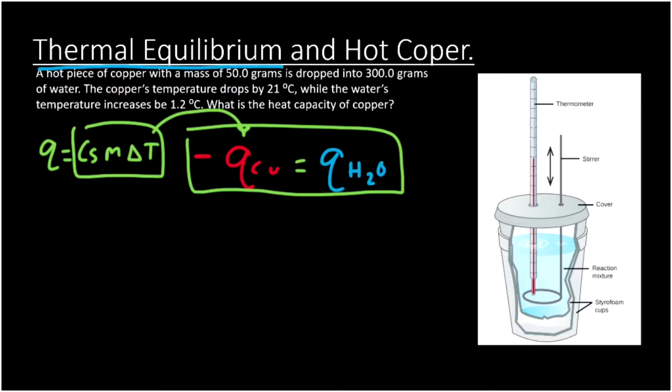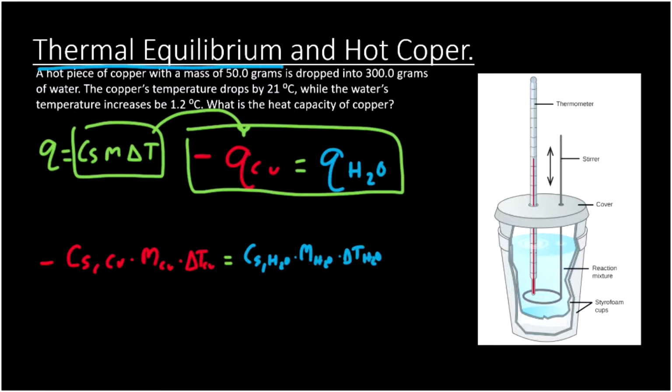Okay, so this is a relatively complicated algebra maneuver, where we know Q is equal to Cs m delta T, and so we can plug Cs m delta T in for both the Q for copper and the Q for water. That means that what we're going to get is negative Cs for copper times mass for copper times delta T for copper is equal to the same stuff for my water: Cs for water, that's the heat capacity of water, times the mass of water, times the change in temperature of my water. So this is a key equation that we use in our calorimetry to be able to solve problems.